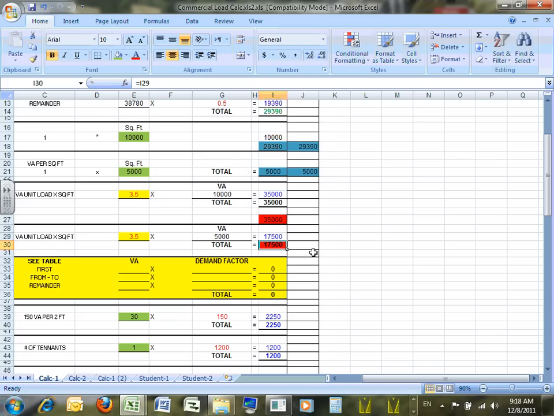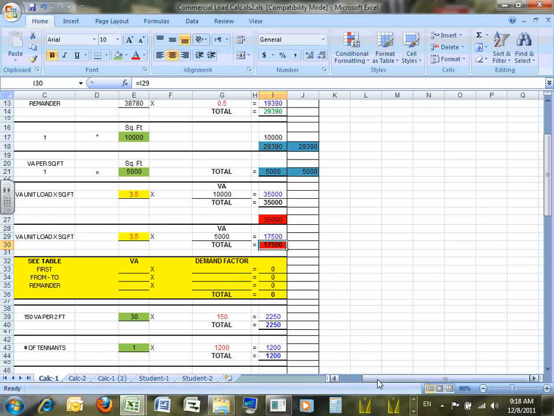Any question about the lighting? So what's my lighting load? My lighting load, my friends, is going to be directly 35K and 17.5K. Any question about that?